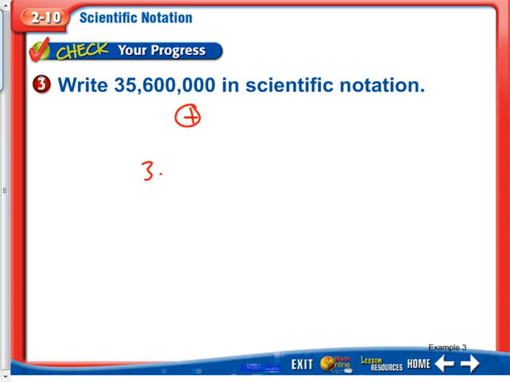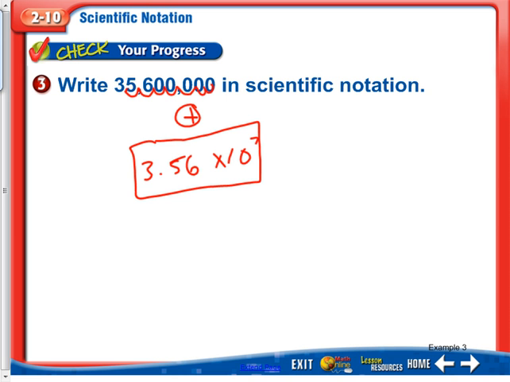So I'm going to write 3.56 times 10 to the, now we got to count. So it's right here. We're going to go 1, 2, 3, 4, 5, 6, 7 times 10 to the 7. All right, we knew that the exponent would be positive because this number is bigger than 1.